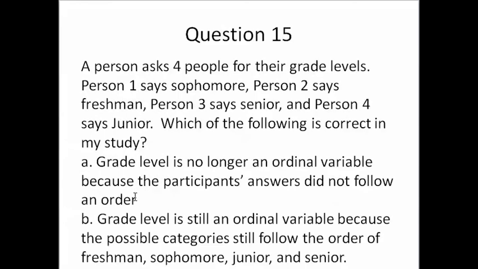If person 1 says sophomore, person 2 says freshman, person 3 says senior, and person 4 says junior, grade level is still an ordinal variable because the possible categories follow an order from lowest to highest. The possible categories are still freshman, sophomore, junior, senior. It doesn't matter what order I record them in. It's still an ordinal variable, so B is correct.